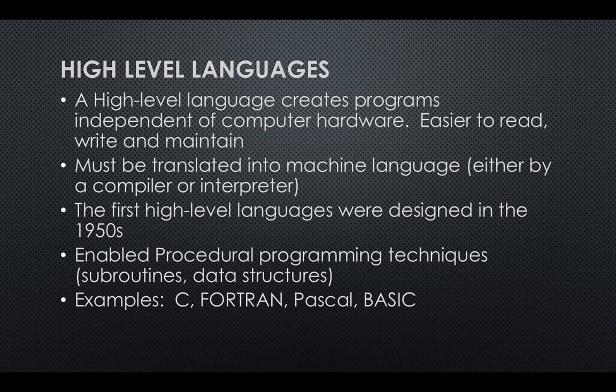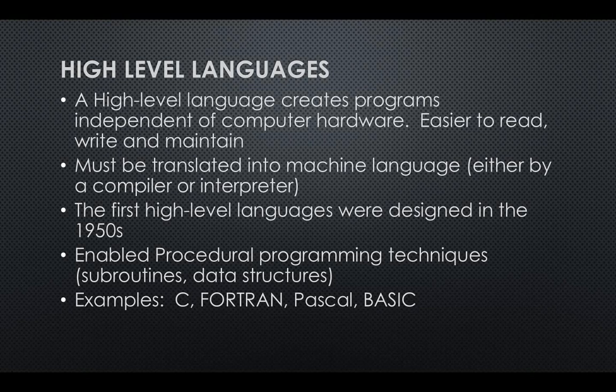That translation either happens by a compiler before the program is executed or by an interpreter while the program is executing. The first high-level languages were designed in the 1950s, so they've been around for a very, very long time. Examples of high-level languages are Fortran, C, Pascal, BASIC. You may have heard of some of these languages.